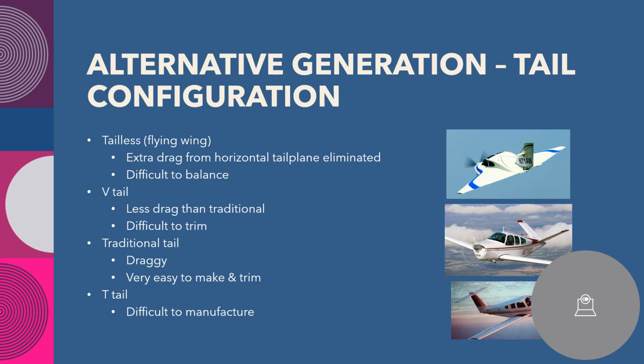For tail configurations, I looked at four different options. To begin, I looked at a flying wing. A flying wing eliminates extra drag, which is generated by a traditional horizontal tailplane. However, it's difficult to balance an aircraft with a flying wing. I looked at V-tails, which still produce less drag than traditional tails, as there is no vertical stabilizer. However, it is difficult to trim an aircraft which is designed this way. I looked at a vehicle with a traditional tail, which is more draggy than any other option, but it's very easy to make and trim. And the T-tail, unfortunately, is very similar to a traditional tail. It is simply more difficult to manufacture.